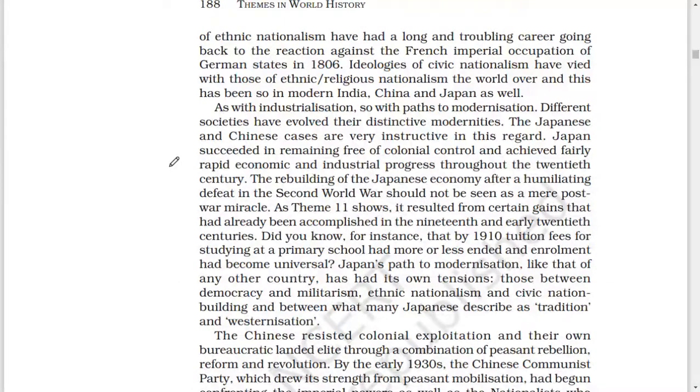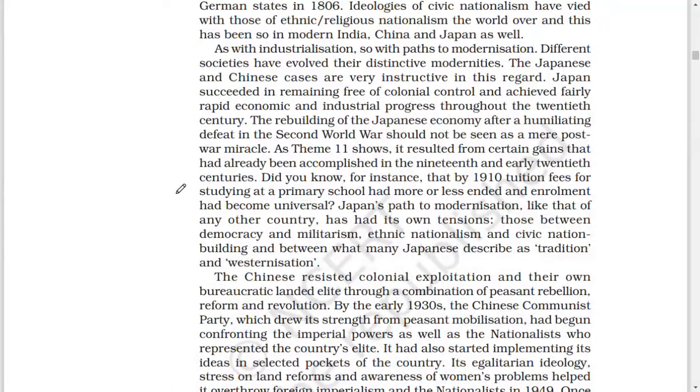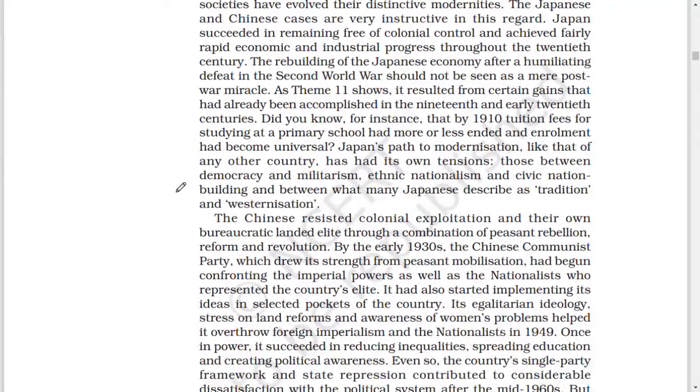As Theme 11 shows, it resulted from certain gains that had already been accomplished in the 19th and early 20th centuries. Did you know, for instance, that by 1910, tuition fees for studying at a primary school had more or less ended and enrollment had become universal? Japan's path to modernization, like that of any other country, has had its own tensions: those between democracy and militarism, ethnic nationalism and civic nation building, and between what many Japanese describe as tradition and westernization.